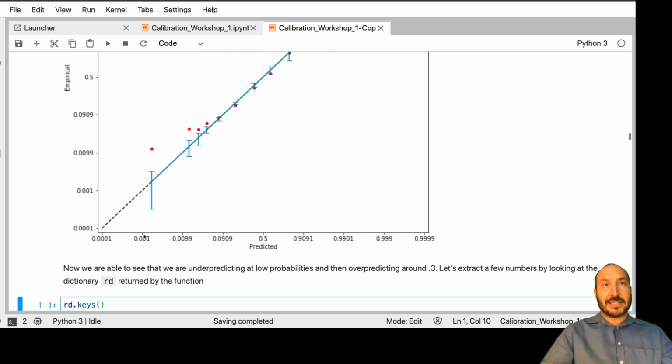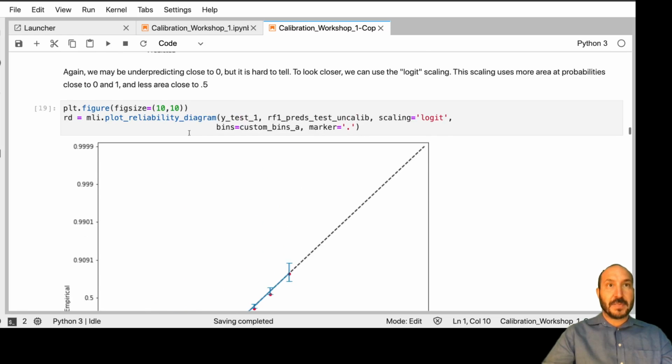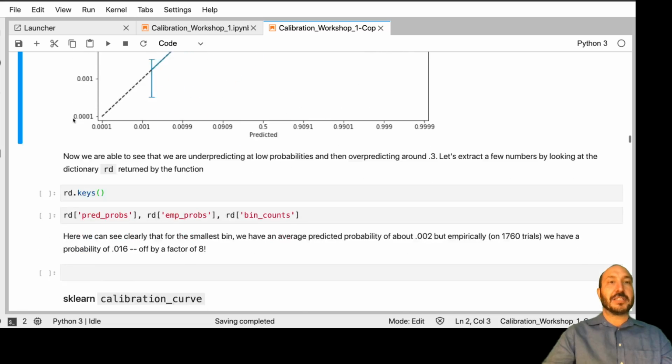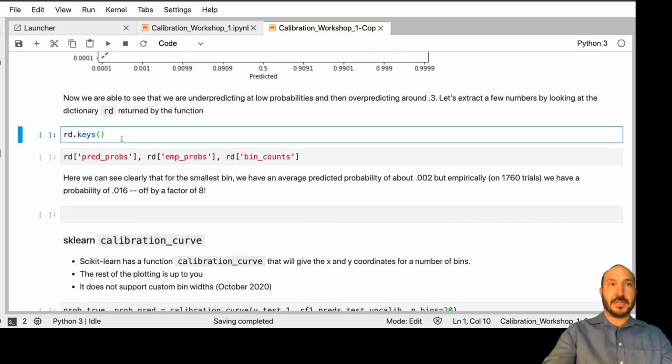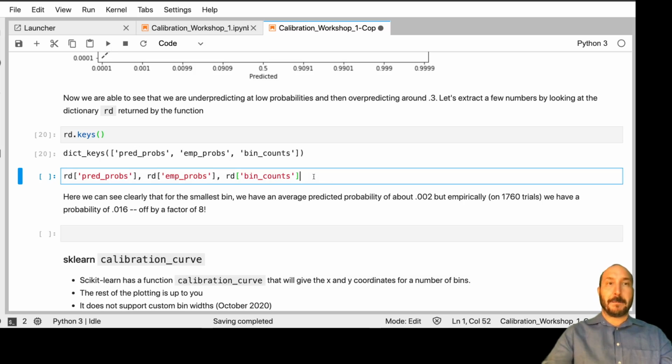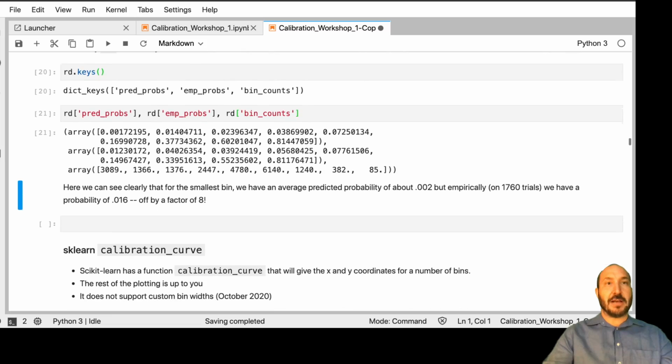Now, if I want to get into the numbers, I've been just kind of looking at the chart. I want to know what numbers these actually are, what's going on with these actual numbers. You'll see that when I did this plot, I assigned it to a variable RD. And that RD actually has some of the numbers. So if we look at it, it's a dictionary. So this function returns a dictionary, and it has three things in there. It has the predicted probabilities, the empirical probabilities, and the counts in each bin. And so we can just print those out.